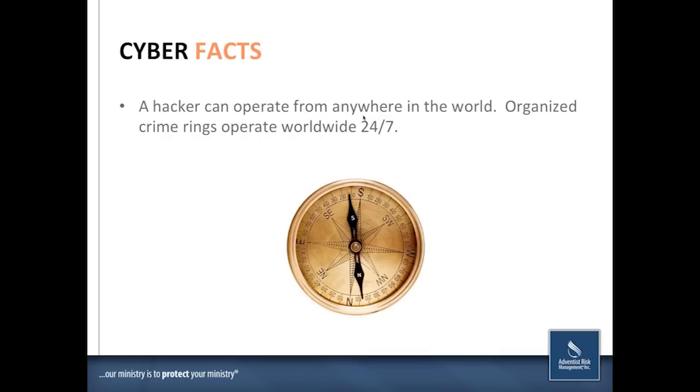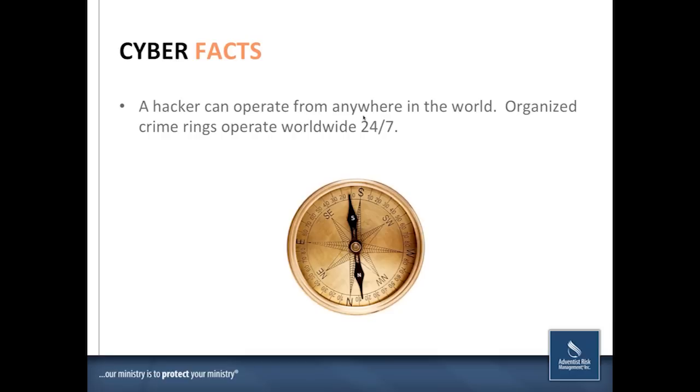They can work from everywhere. And there are organized crime rings operating worldwide, 24 hours a day, 7 days a week. When we look at our URLs, we type in www, and that www is World Wide Web, meaning that somebody on the other side of the world can have access to you anytime, anywhere. And so companies, financial institutions, banks, and so forth are vulnerable, open 24/7 to a hacker.